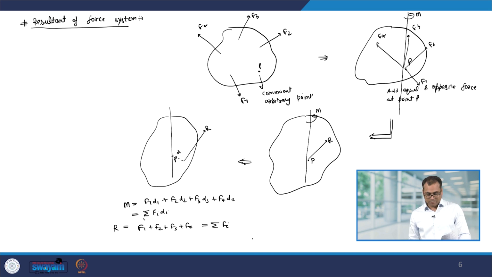Now, how much I have to translate? So, I know that M, or the moment, is d times R. So, therefore, d will be M divided by R. Okay. So, let me stop here. Let us discuss couple of examples in the next class.